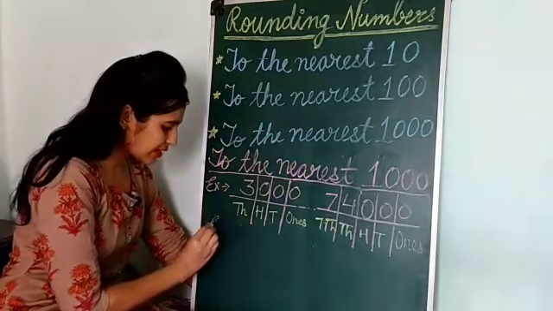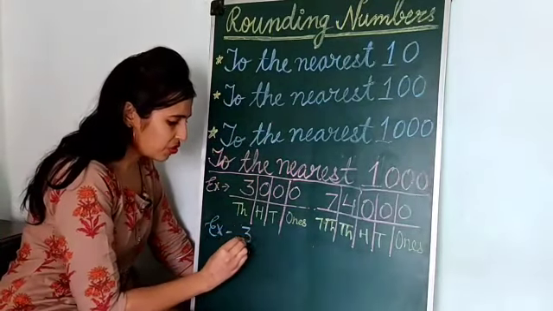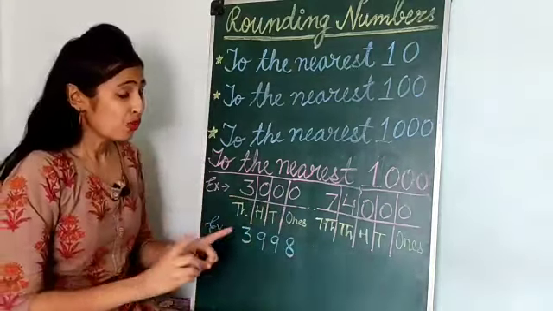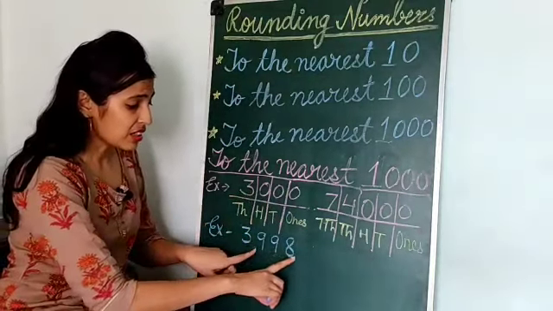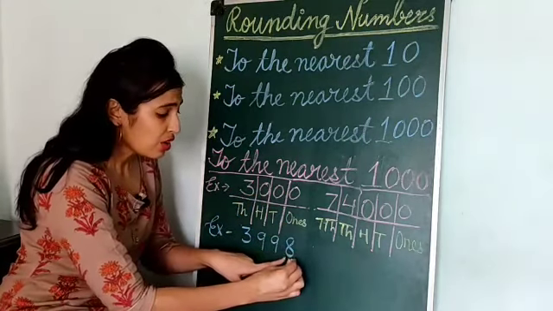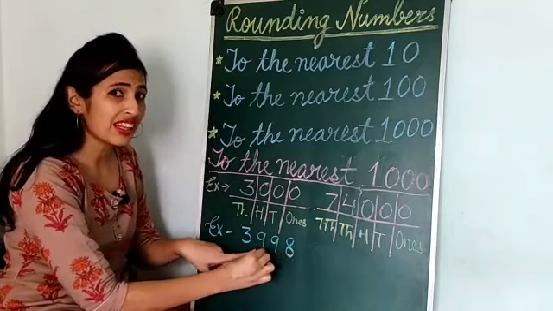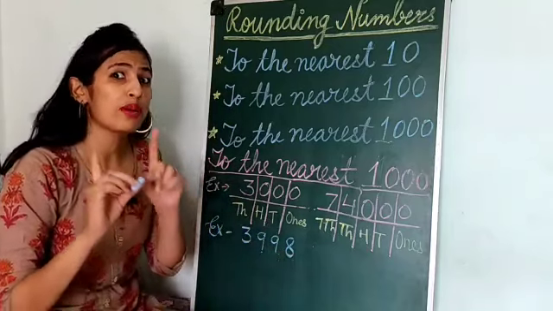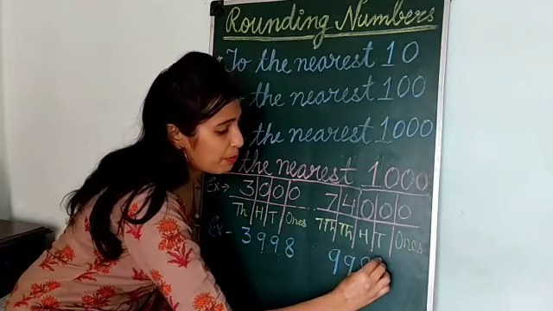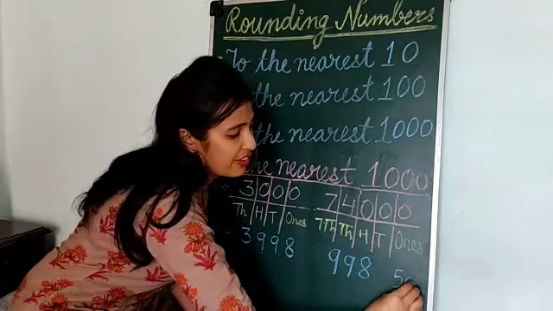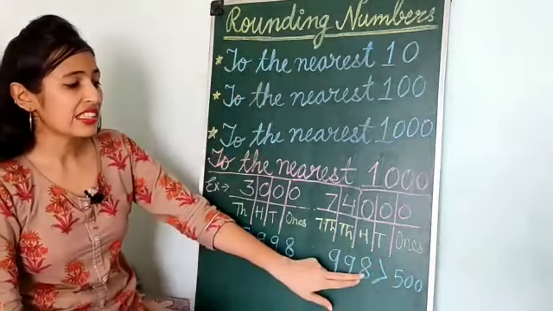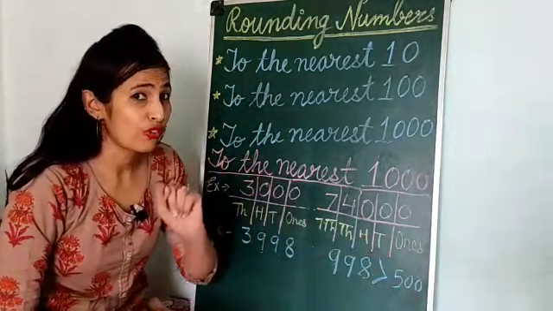Let's take another example. Here the number 3998. In this number, here the number is a 4-digit number. In this number, we have to compare the ones place number, tens place number and the hundred place number to the number 500. So what we need to do? We have to compare these numbers to the number 500. 998 is greater than 500.